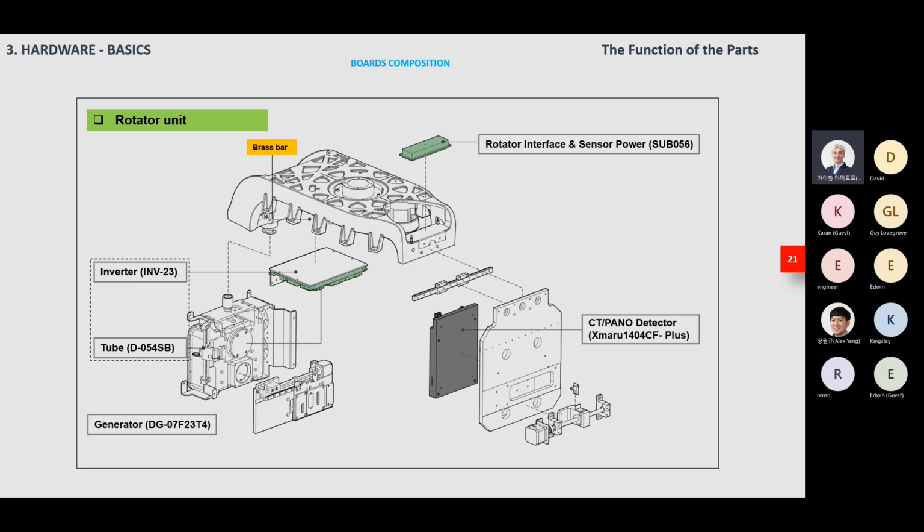In the rotator unit, we have, as you know, the inverter, tube, generator, and all other parts that you are already accustomed to. The difference from other products is that the motor on the CT and Pano detector part used to be inside the vertical unit, but now we moved it here.